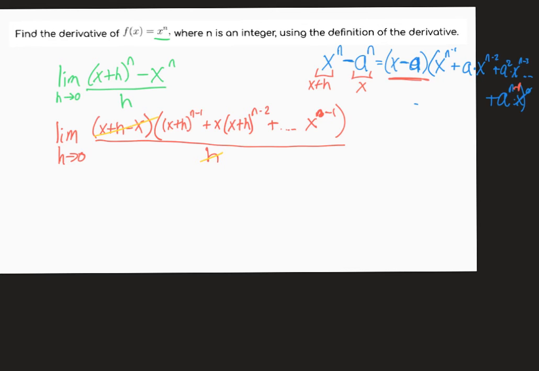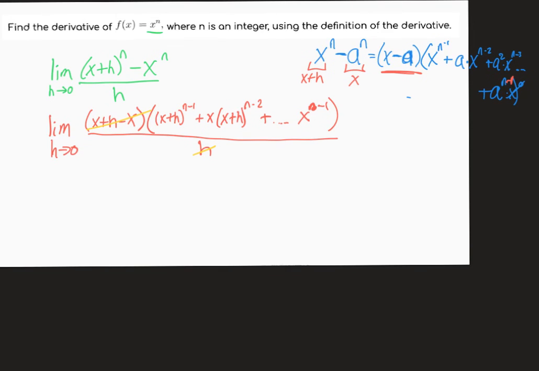We're going to end up with, for our first part, x plus 0 to the n minus 1, and then x times x plus 0 to the n minus 2. I don't know why I forgot my minus 1 there. Plus, I'm just going to write this all out, x squared times x plus 0 to the n minus 3, and then all the way down until we get just that x left over, which is going to be x to the n minus 1.